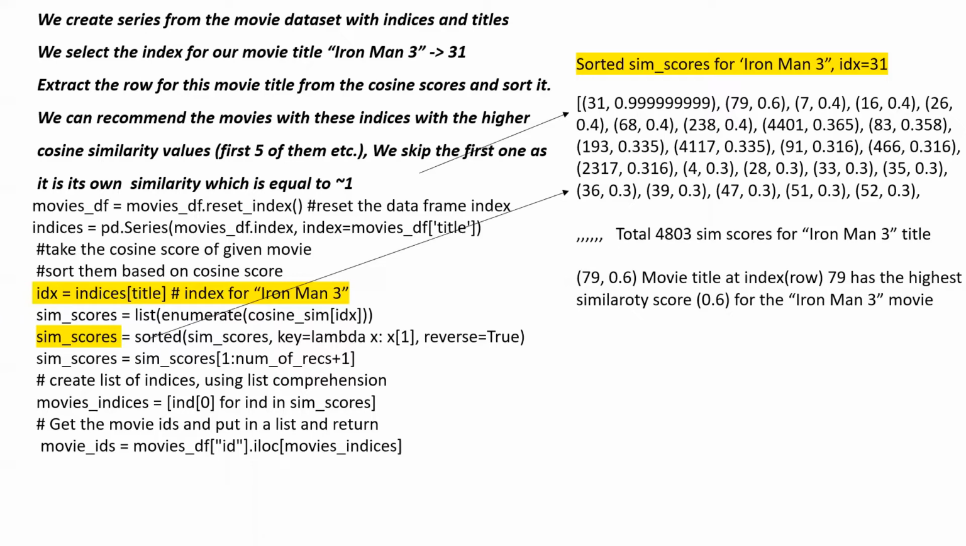And so these are the sorted sim scores for Iron Man 3, which is index 31. So it sorts all of the movies that are similar to Iron Man 3. And as you can see, after 31, which is Iron Man 3, everything after that are the movies that are the most similar to that movie itself. So as you can see, the index, and then it has the cosine similarity value next to it. So there's a total of 4,800 similarity scores, but we only want the first 5 of them.